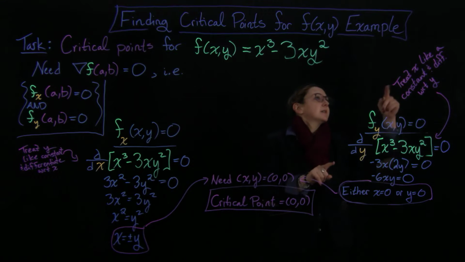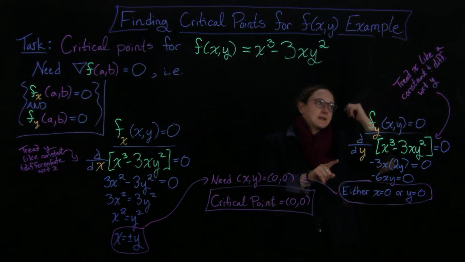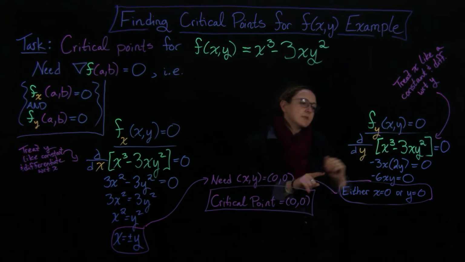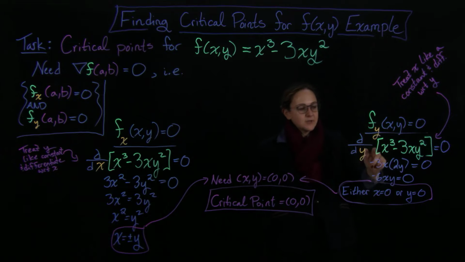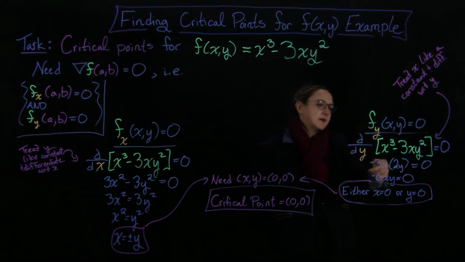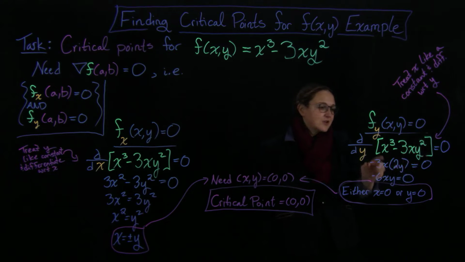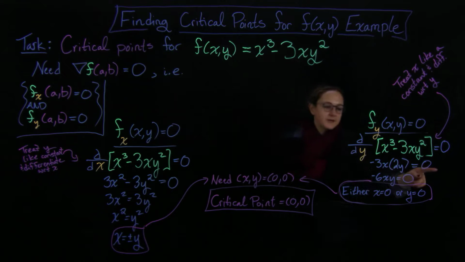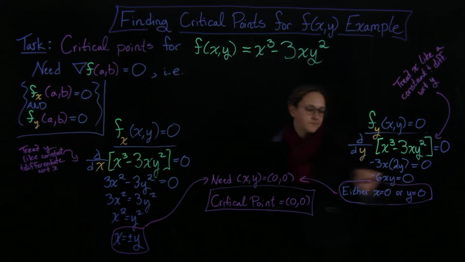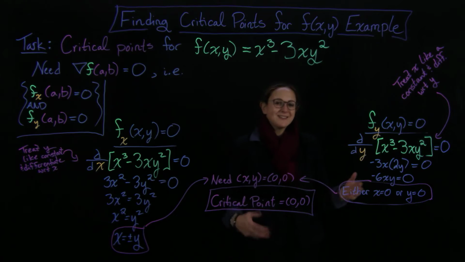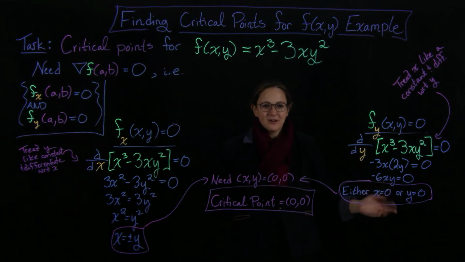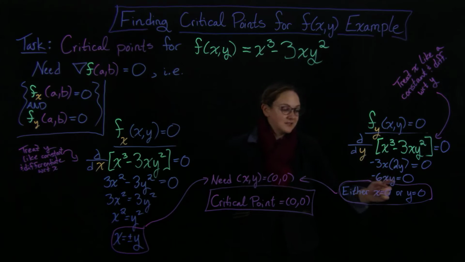So here I'm treating x like a constant and differentiating with respect to y. If x is a constant, x cubed is a constant, so it just drops out when I take the derivative with respect to y. And now you can look at this as minus 3x being a constant in front of y squared. So I just pull out that minus 3x and take the derivative of y squared with respect to y, so I just get a 2y. Multiplying that all together, I get minus 6xy equals 0. And the only way to get a constant times a product like that being equal to 0 is that one of these two things equals 0.